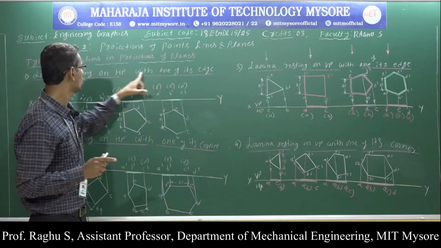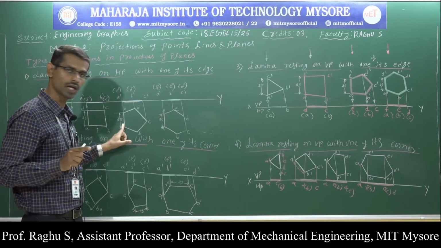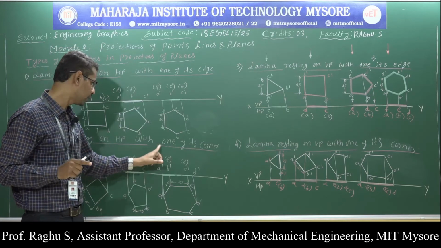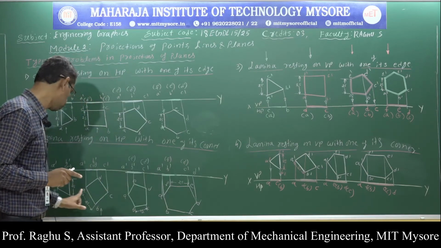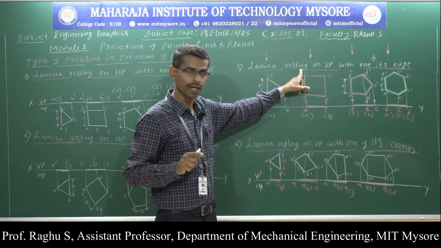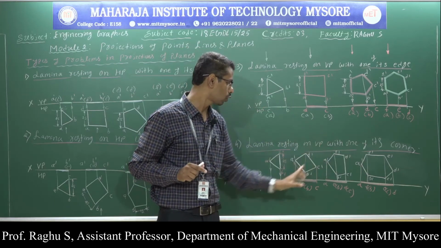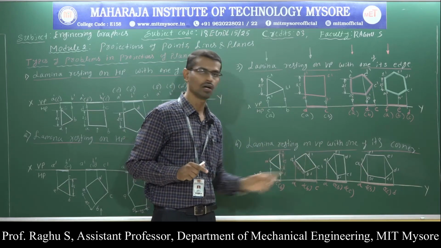Next, when the lamina is resting on HP with one of its edges, take the resting edge towards the left side. When the lamina is resting on HP with one of its corners, take the resting corner towards the left side. Here, when the lamina is resting on VP with one of its edges, take the resting side towards the left side. When the lamina is resting on VP with one of its corners, take the resting corner towards the left side.